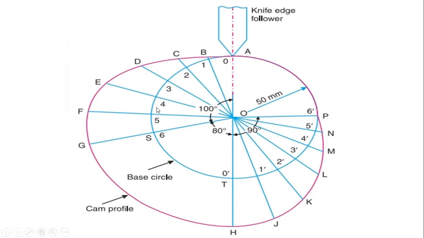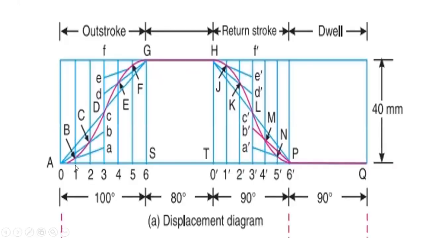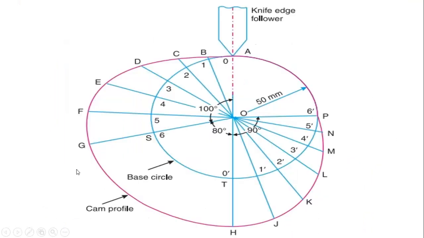So these 6 divisions have been indicated as 1, 2, 3, 4, 5, 6 as indicated in the displacement diagram. Now take the length of 1 to B, that is capital V. So 1 to B as length and 1 as the center. Draw an arc on the extended line. So we get the point as B.